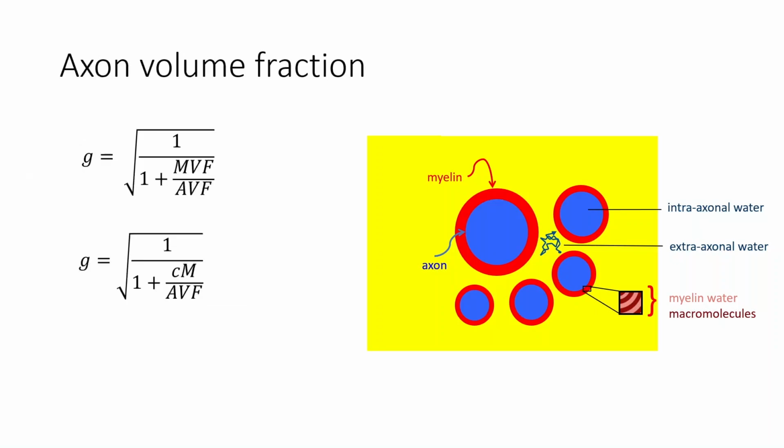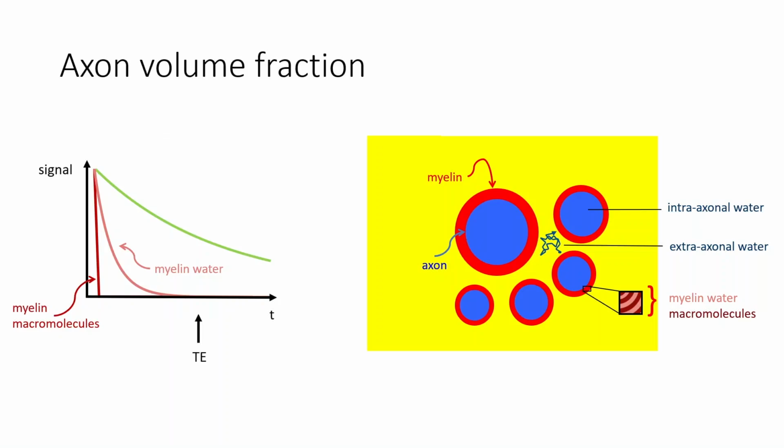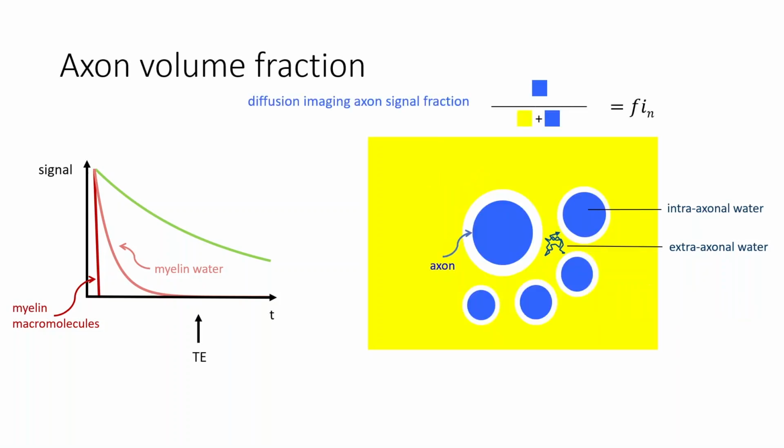To do so, we asked whether we could estimate the axon volume fraction from more complicated diffusion models that take geometry into account. A note that in a typical diffusion acquisition, we're operating at a relatively long TE. What I'm showing here is the T2 decay curves of different compartments. Both the myelin water and the myelin macromolecules have short T2 values and will have negligible signal at the TE used in a diffusion acquisition. So the signal fractions we're getting from a diffusion acquisition are fractions of the remaining spaces.